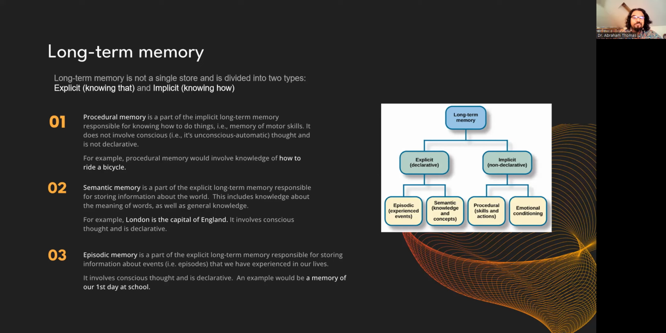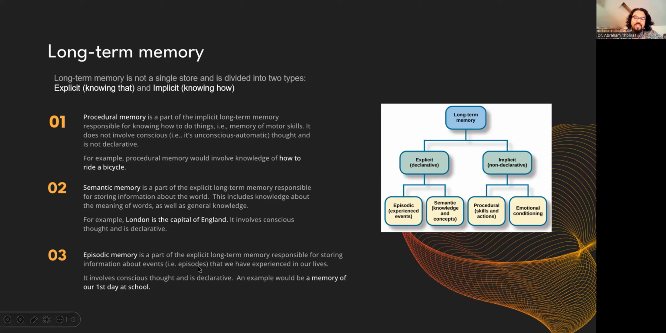Semantic memory, on the other hand, is part of the explicit long-term memory responsible for storing information about the world. Includes knowledge about the meaning of words as well as general knowledge. For example, knowing that London is the capital of England involves conscious thought and is declarative.